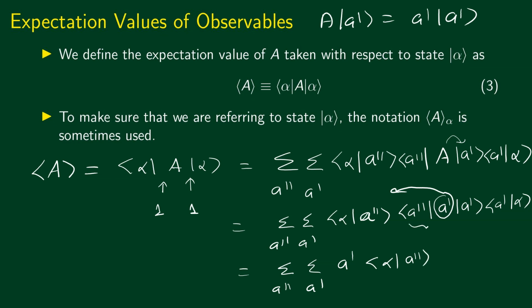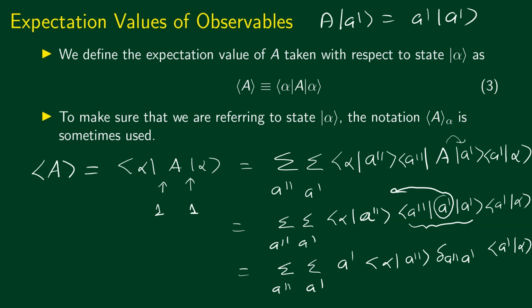And what is this? This is bracket of A double prime A prime. These are eigenkets of operator A. So we know that this is from an orthonormal set, and bracket A double prime A prime is actually delta A double prime A prime. And I also have this bra A prime ket alpha here.